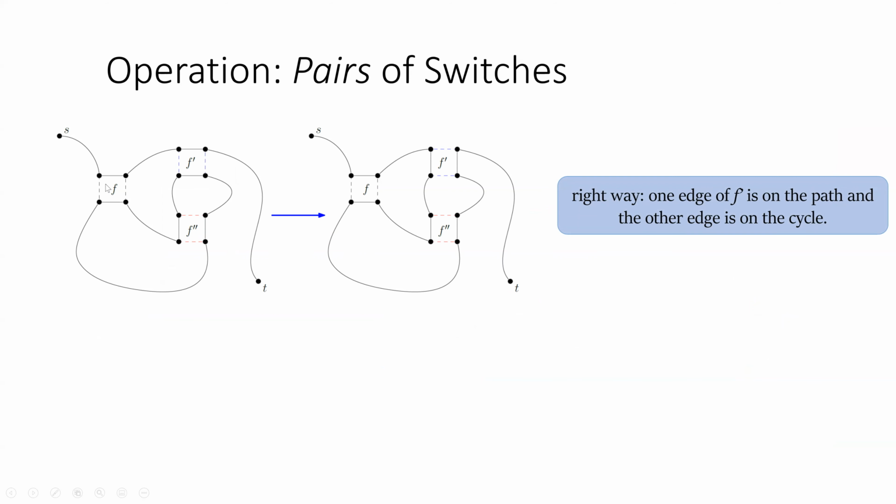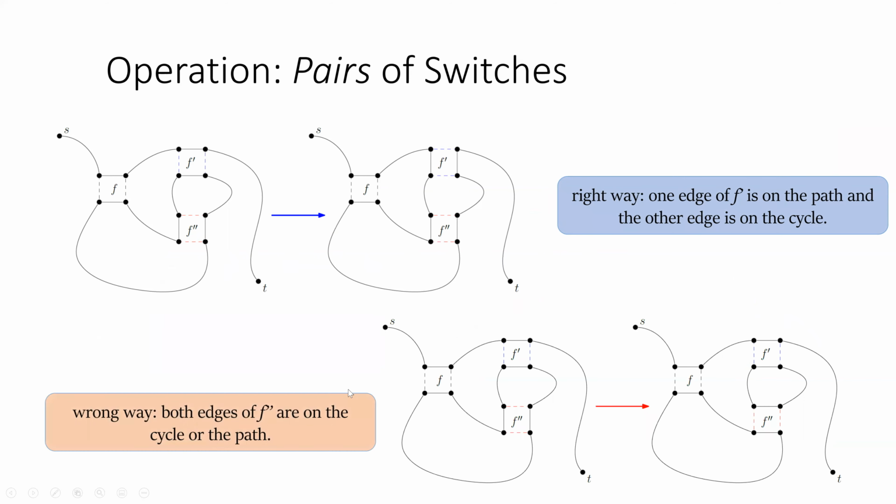So suppose we applied the first switch operation on F that gave us a path and a cycle. And if we apply the operation on F prime, where one edge is from the cycle and the other edge is from the path, it actually combines the two components and we get an ST Hamiltonian path back. But the wrong way to do it is applying a switch operation on a cell where both the edges are from the same component of the cycle path cover. In that case, we're going to break it into even more components.